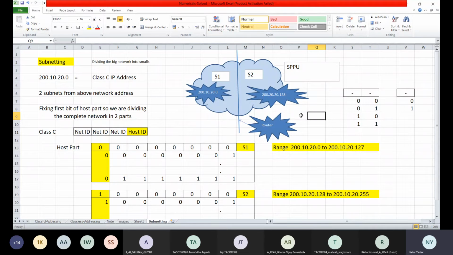So the actual host range is from 200.10.20.1 to 200.10.20.126 for network S1. And similarly for network S2, the actual range is going to be 200.10.20.129 to 200.10.20.254. So that will be the range of these two subnets.